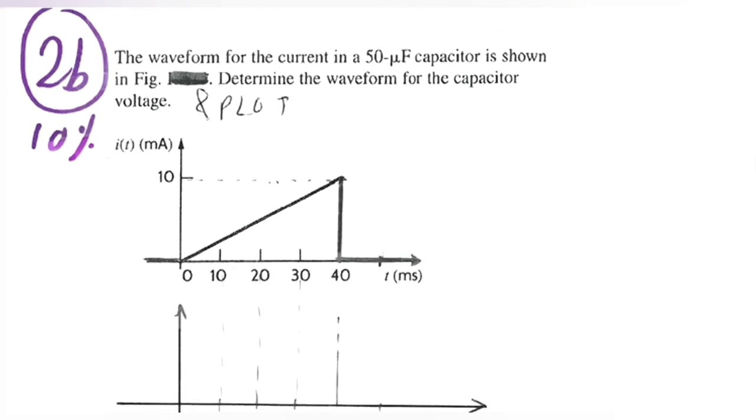Then we have the current on the capacitor. So if we have a current, what do we need to do to find the voltage? Integrate, right? Which is V equals 1 over C integral of I dt. So we have to go with integration.